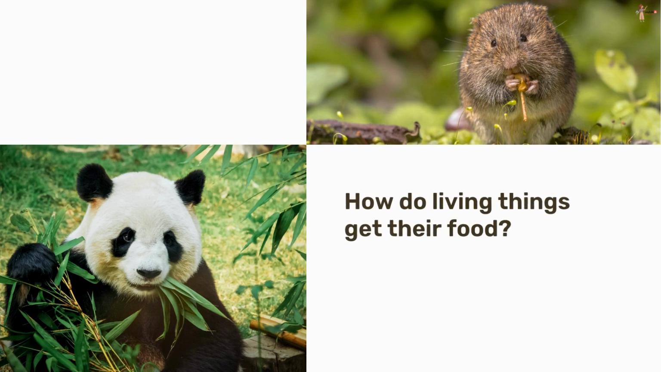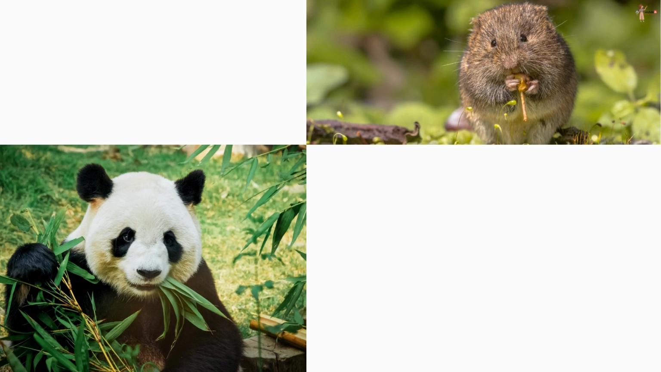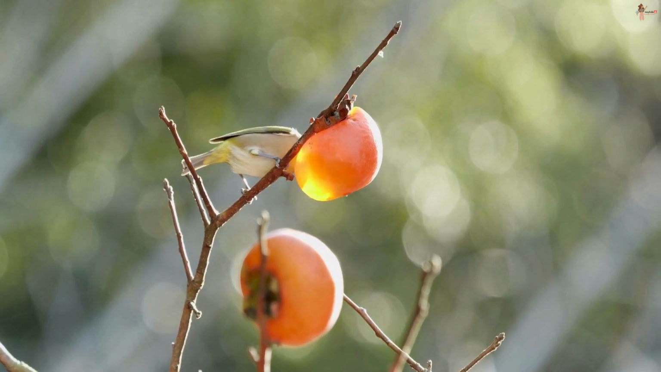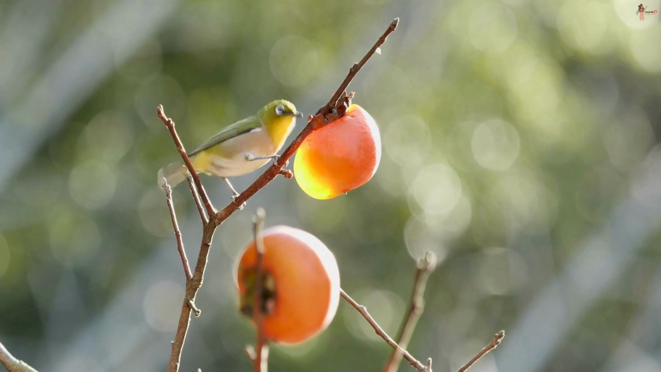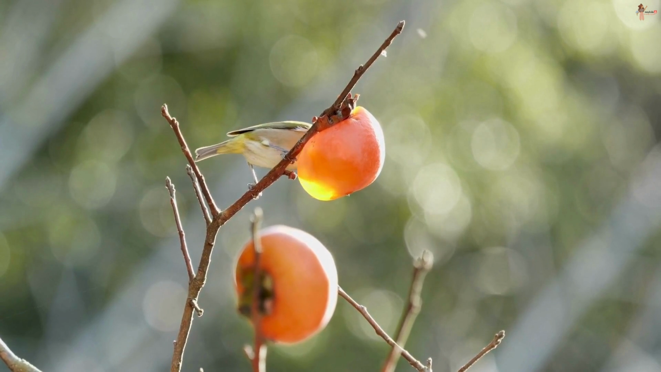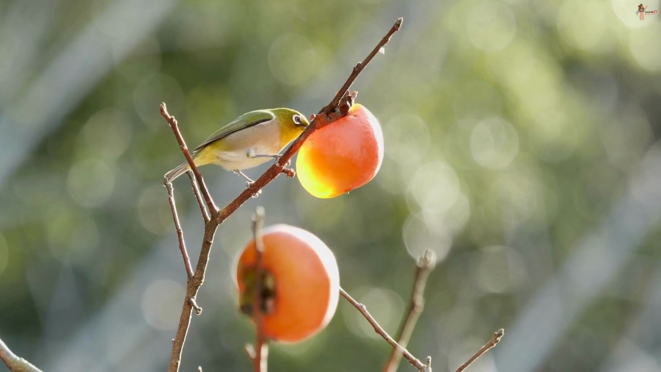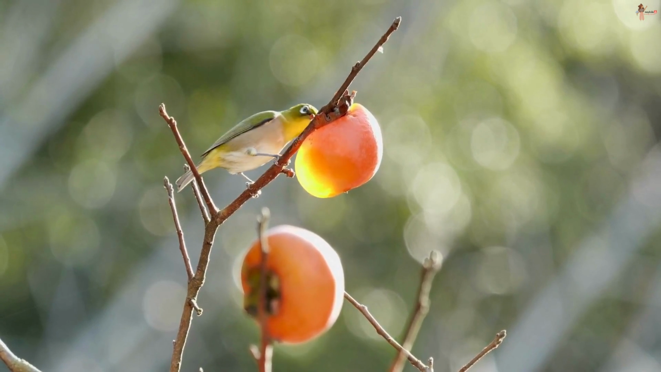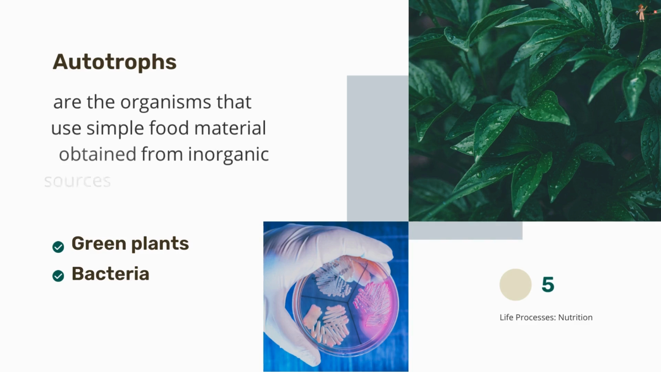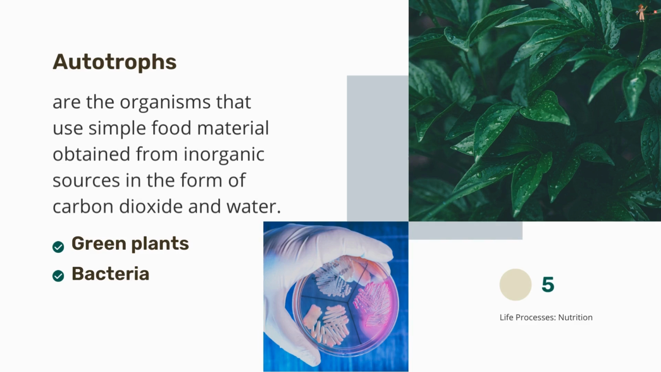Now, how do living things get their food? The general requirement for energy and materials is common in all organisms, but it differs in different ways. Some organisms use simple food material obtained from inorganic resources in the form of carbon dioxide and water. These organisms, the autotrophs, include green plants and some bacteria.